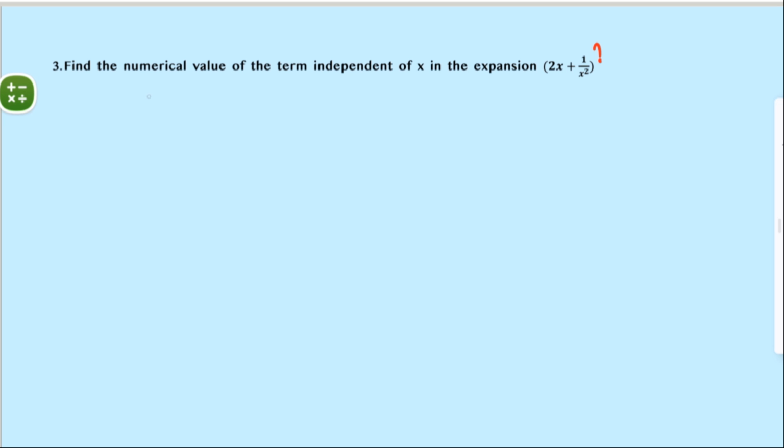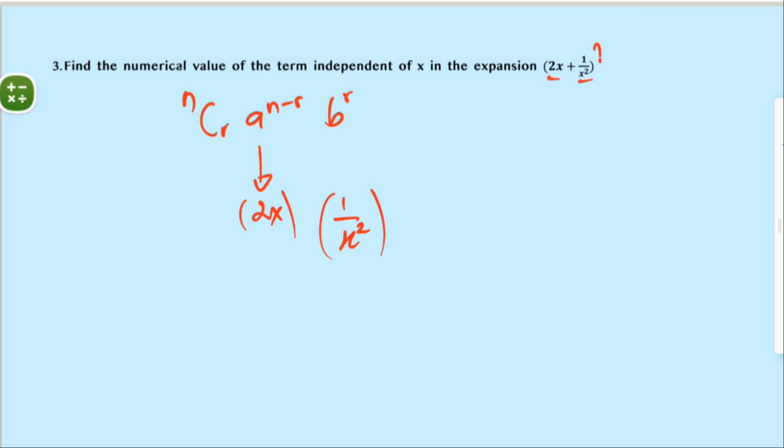We would have to use the binomial expansion formula, which is n combination r, a to the power n minus r, b to the power r. Now what is a? A is going to be the first term, and then b is the second term. So if we had the degree, which is the n that we need, we'd be able to work this question out. And I really love binomials. So let's just move on.